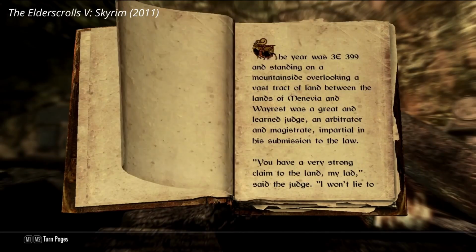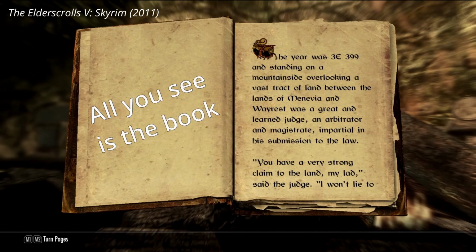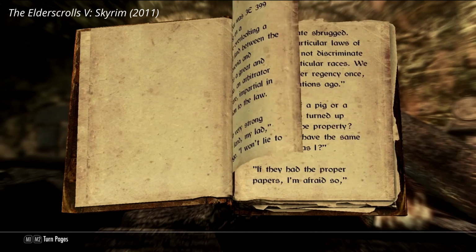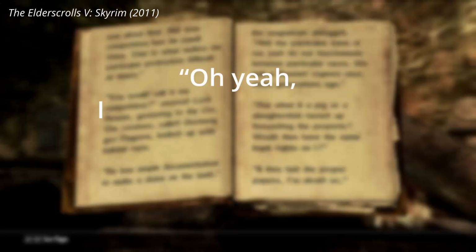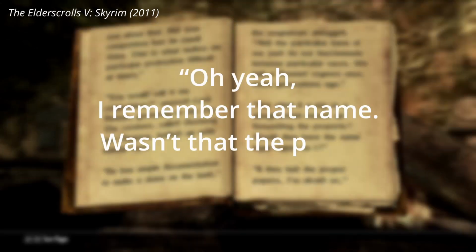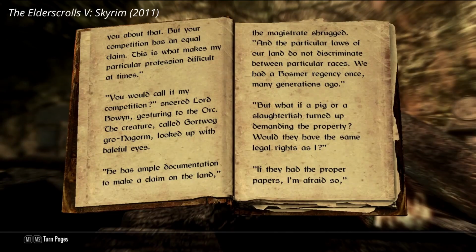An example of this is in Skyrim when you read any sort of book, especially books detailing events that have happened in the past, like the Oblivion Crisis. You usually never see anything of what the books are about in the game, but you can probably imagine that it happened since the game told you it did. So when any character happens to mention anything that you read in a book, you're probably like, oh yeah, I remember that name. Wasn't that the person who did this? And bam, you've been consumed by the narrative game world.